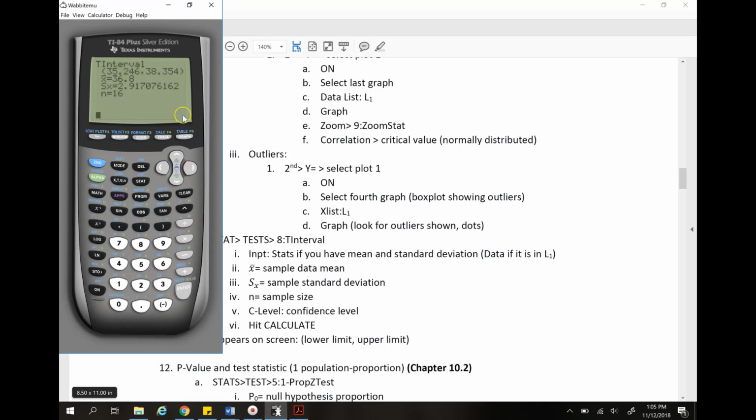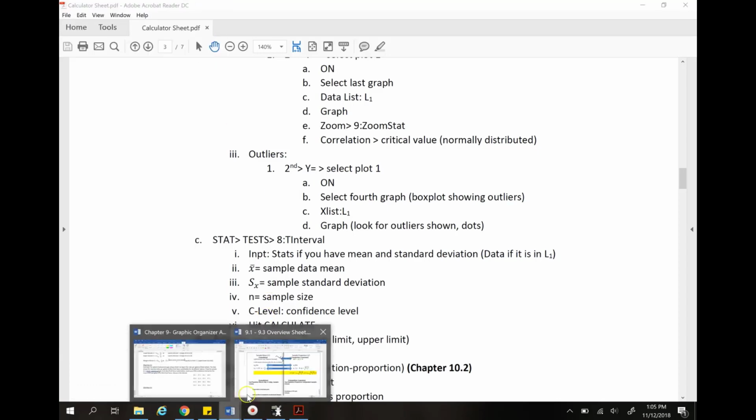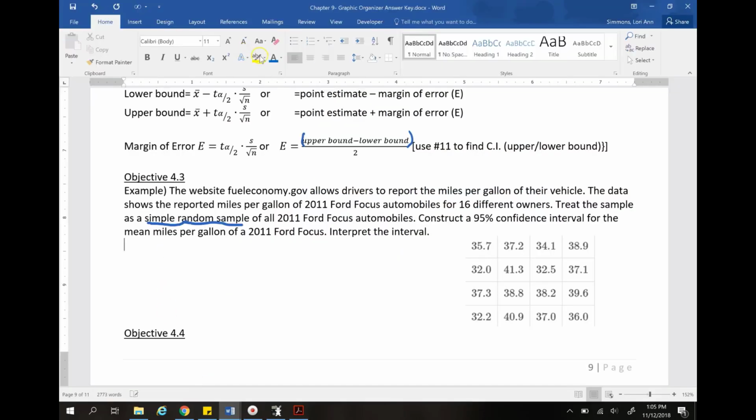Calculate, and you can see our lower bound is 35.25 and 38.35. So let's type that up in here. We are 95% confident that the mean miles per gallon of all 2011 Ford Focus cars is between 35.25 and 38.35 miles per gallon.